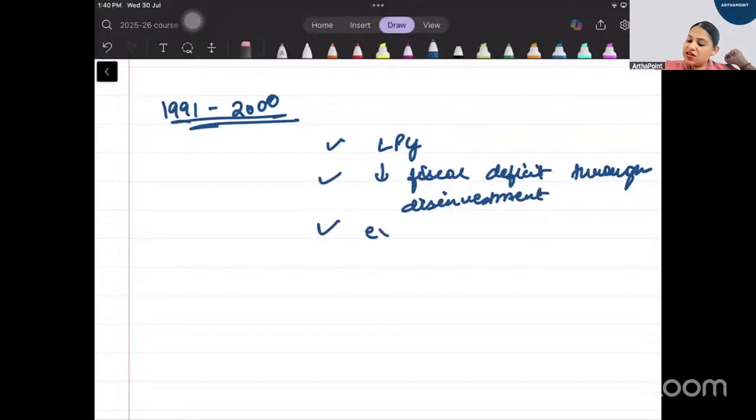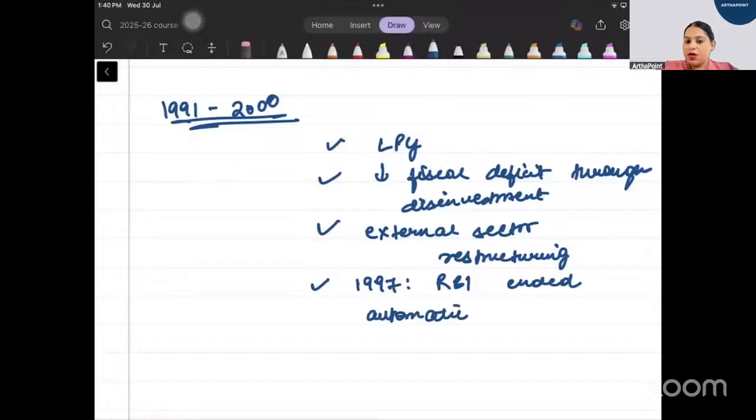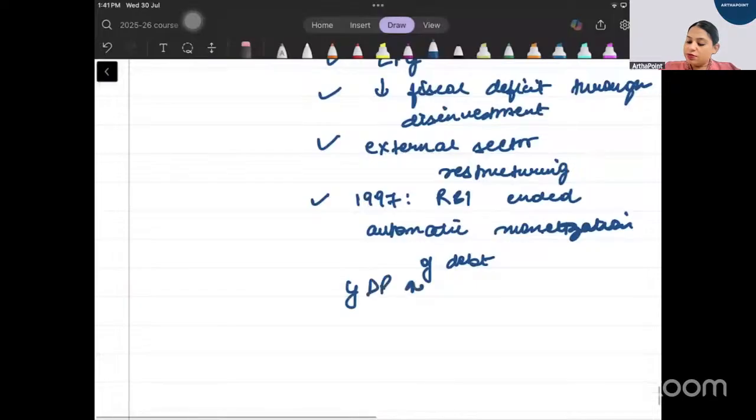and the external sector also restructured. External sector restructuring, right? Then in 1997, RBI ended automatic monetization of debt. It meant that it was no longer the case that if the government had taken a loan, it could simply print notes to repay it, and it is done. That was not there. We saw that GDP started growing and debt-GDP ratio started decreasing.